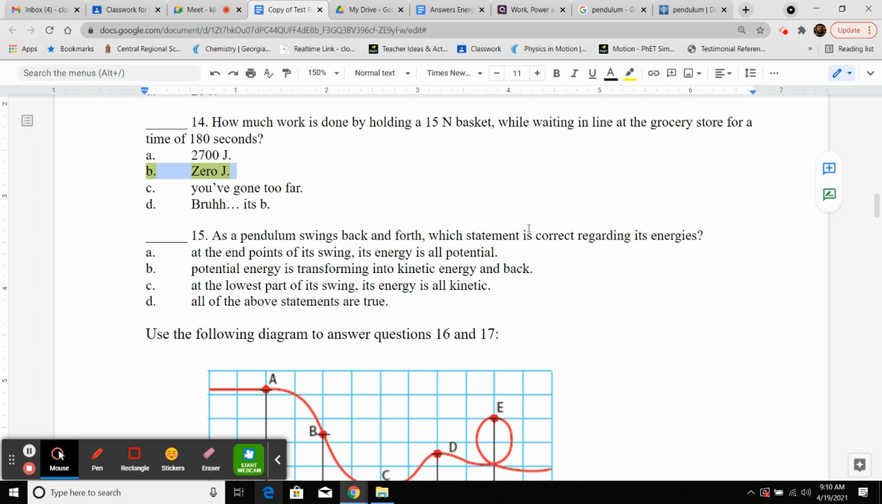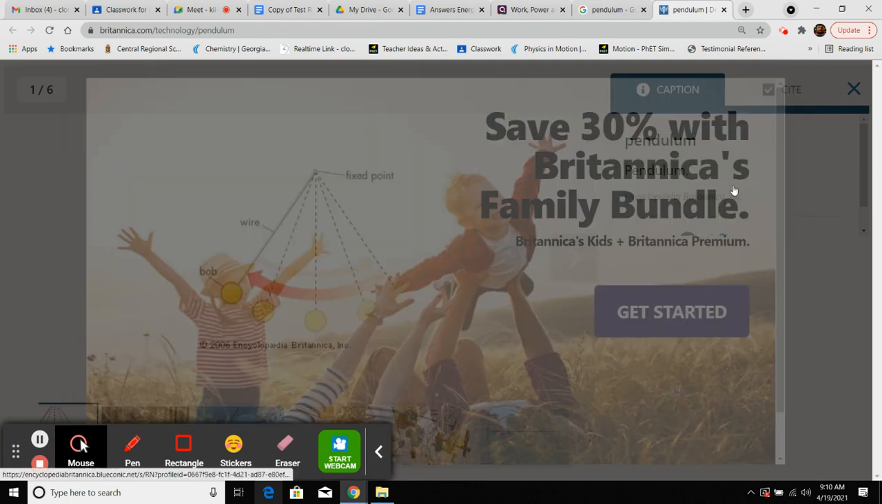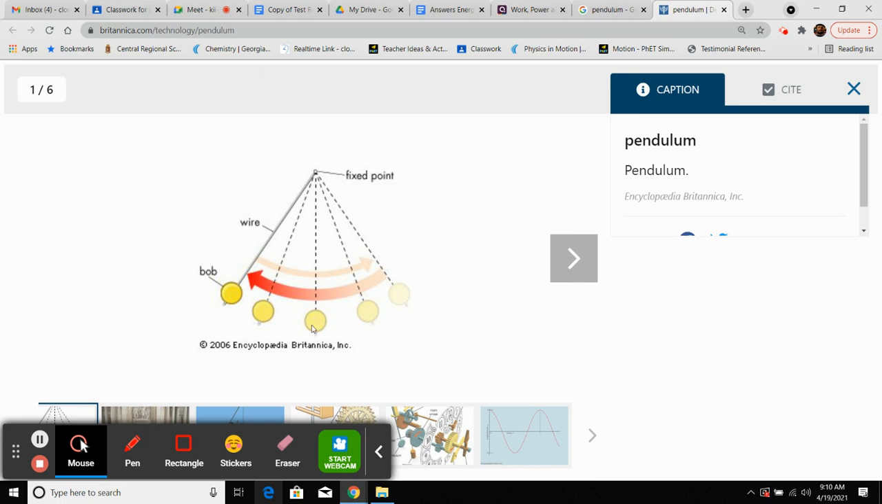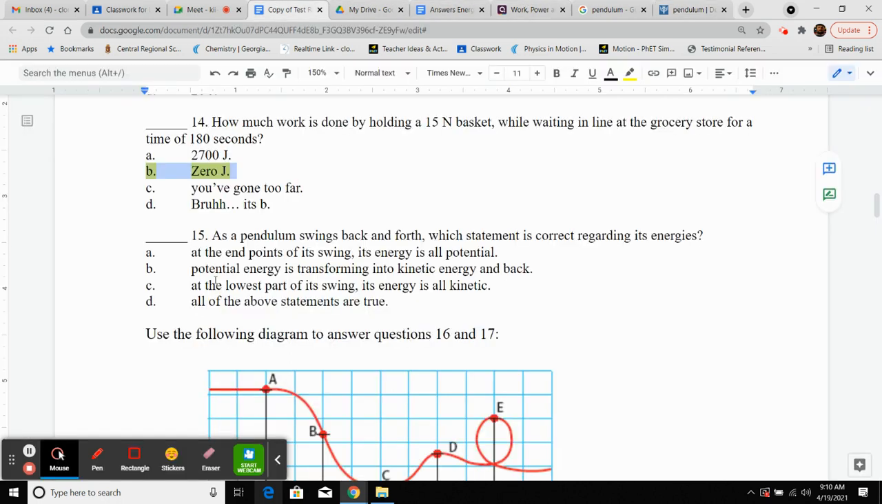So then going with this, a pendulum swings back and forth. Which statement is correct? At the endpoints of its swing, its energy is all potential. How can it be all potential? Well, it could be all potential because at the very endpoints, at that instant, what is the speed? 0. So there's no kinetic energy there. So yeah, it's got to be potential. So that's correct.